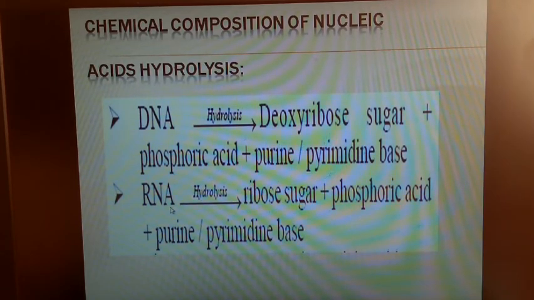And if RNA undergoes hydrolysis, it is going to give rise to ribose sugar, phosphoric acid and base again. The difference is that here it is deoxyribose, here it is ribose. The name itself suggests it: deoxyribonucleic acid and ribonucleic acid. If hydrolyzed, these are the products. This is important for KCET.